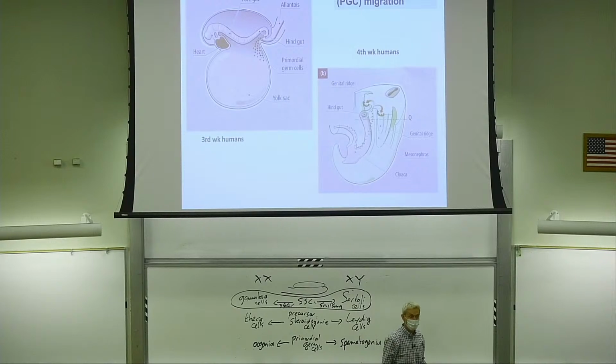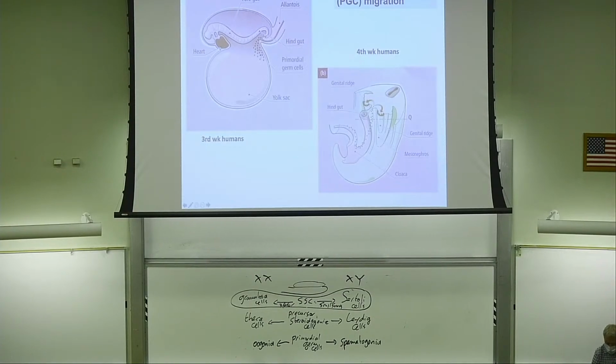In mice, it takes about 48 hours. In humans, it takes a little bit longer for this whole process to happen. So this is just a picture showing a 3-week and a 4-week-old human embryo. And so the heart is right here. So this would be the head region. This is the other end. And this would be a gigantic yolk sac.